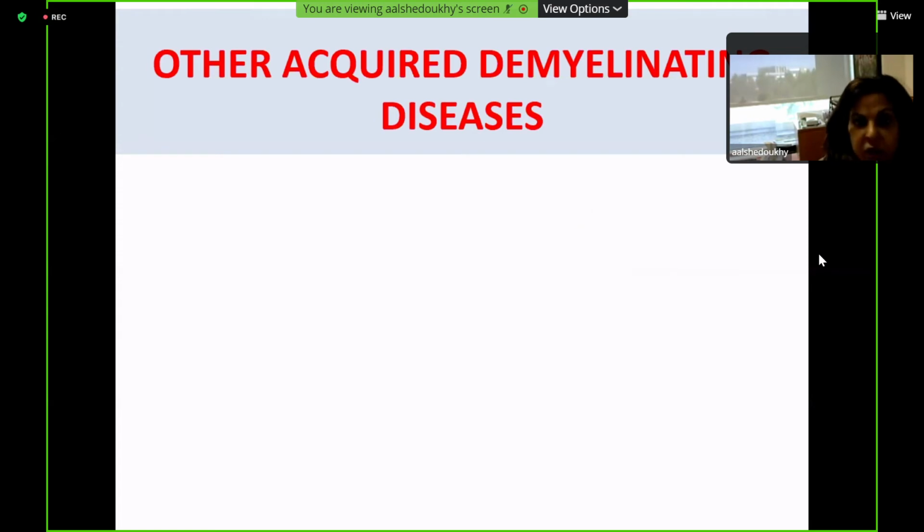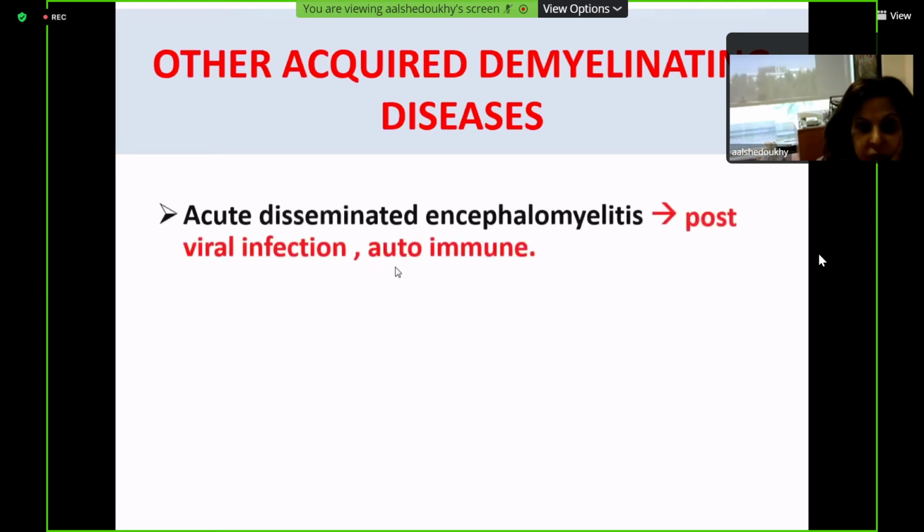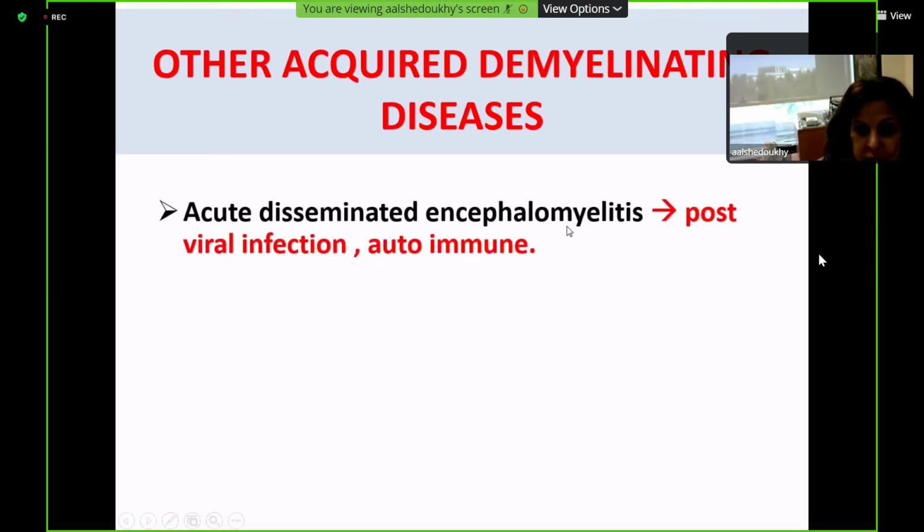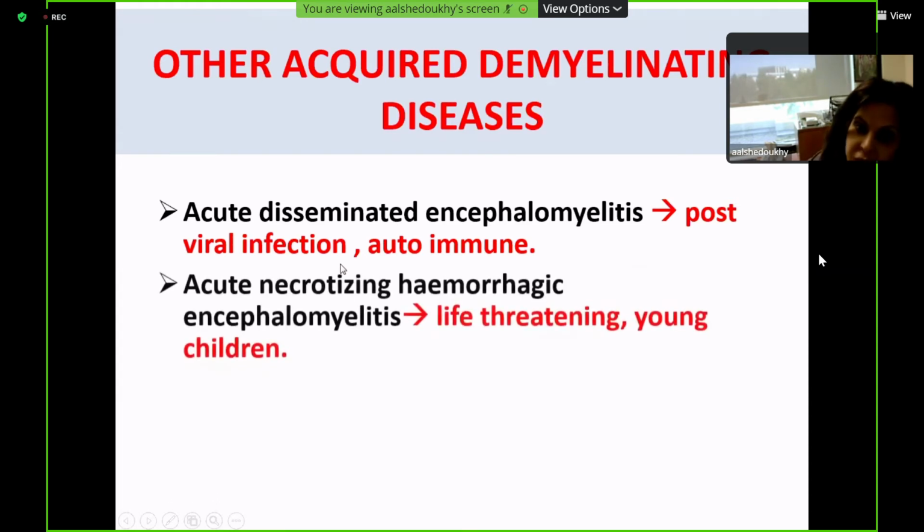And now we can go to other acquired demyelinating diseases, again, a basic foundation. We have acute disseminated encephalomyelitis. This usually occurs post-viral infection, and it can also be autoimmune. Acute necrotizing hemorrhagic encephalomyelitis is a life-threatening disease and usually occurs in children.